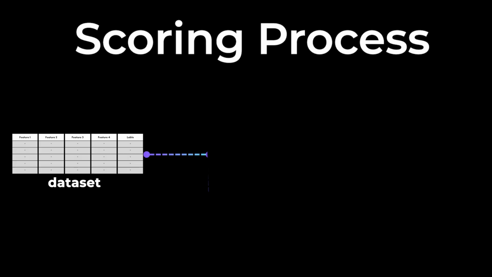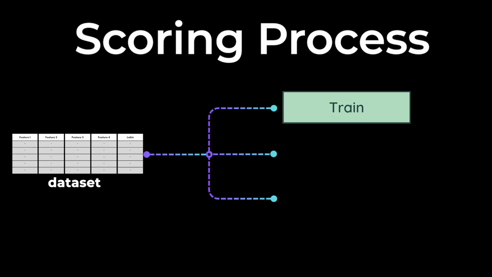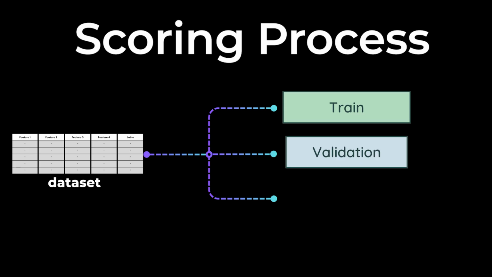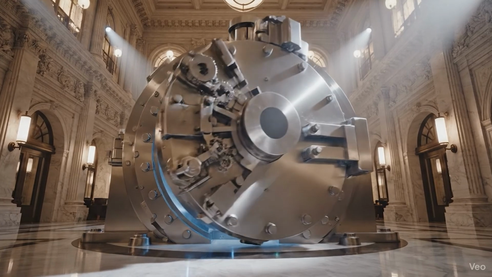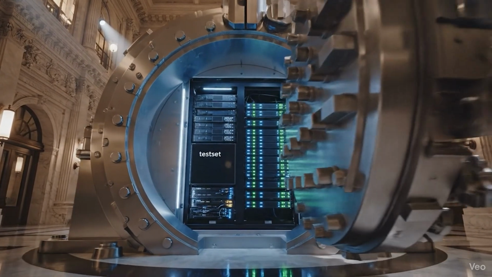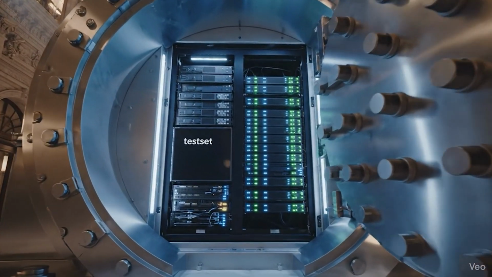Normally, the golden rule is to split your data into three parts. First, the training set, which the model learns from. Second, the validation set, which you use to tune those hyperparameters that we talked about in the last video. And third, the test set, which is sealed in a vault until the very end for a final honest report card. But here's the problem.